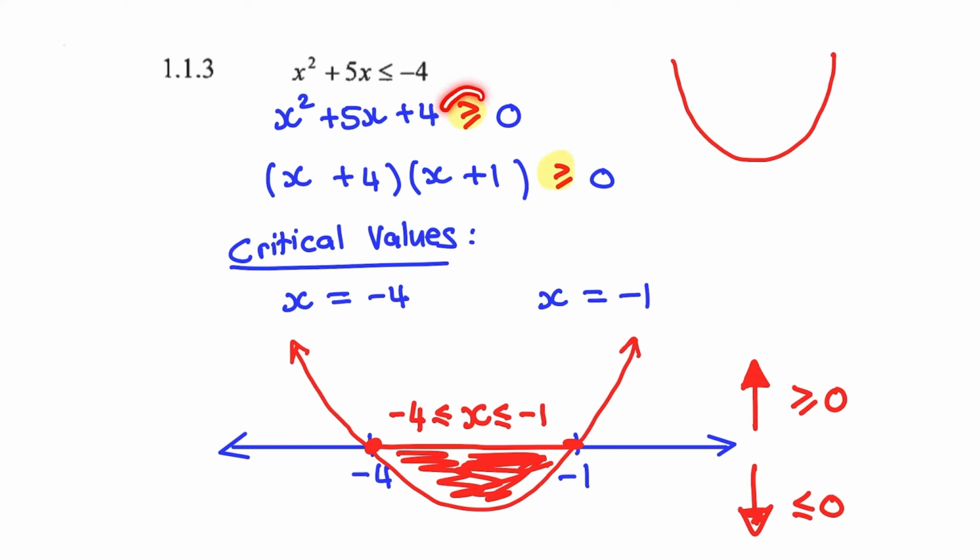If the inequality was the other way around, meaning bigger or equal to 0, then we would need to be above the number line. So that is for the places where I'm highlighting in yellow, and we can see that x would then need to be bigger than -1 and smaller or equal to -4.